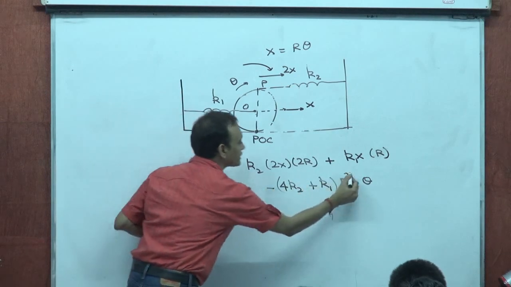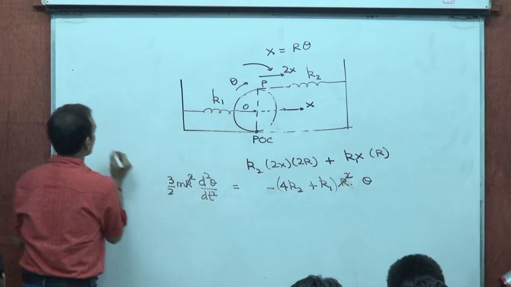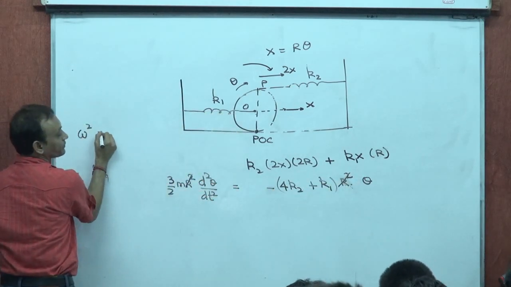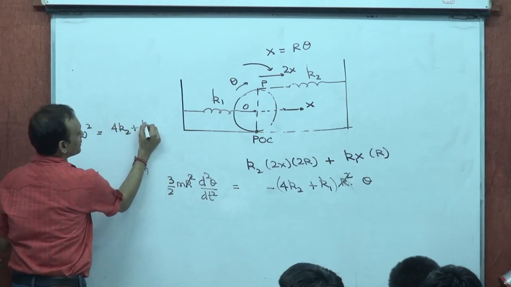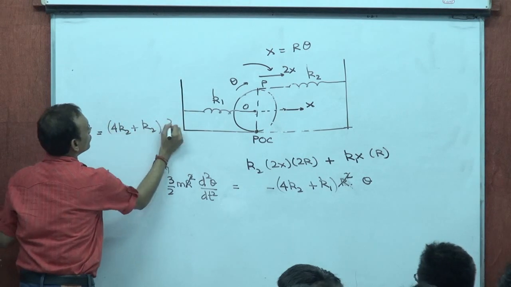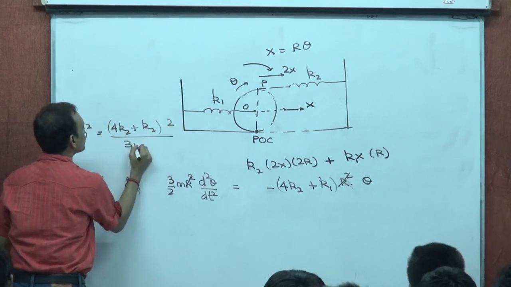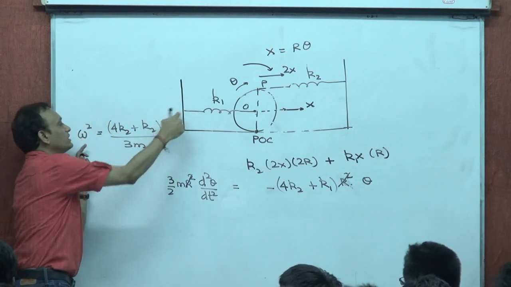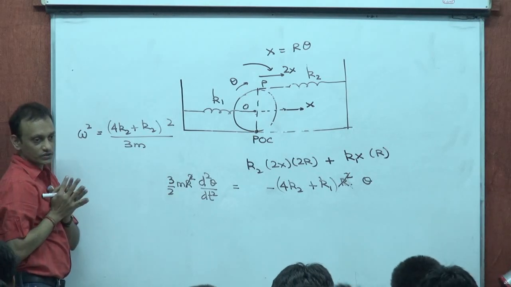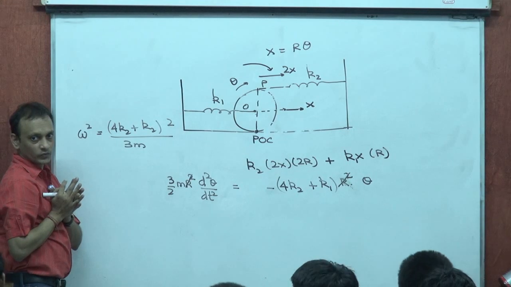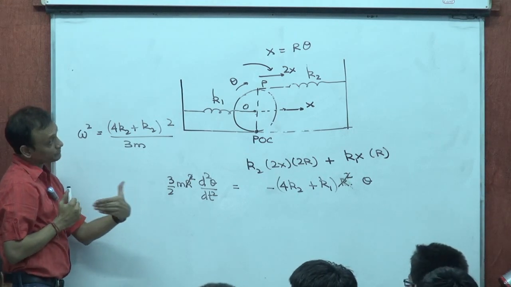This r square will get cancelled. So do you realize that omega squared is 4k2 plus k1 into 2 by 3m? That's omega squared. Omega then would be square root of this. The angular frequency. It executes simple harmonic motion.